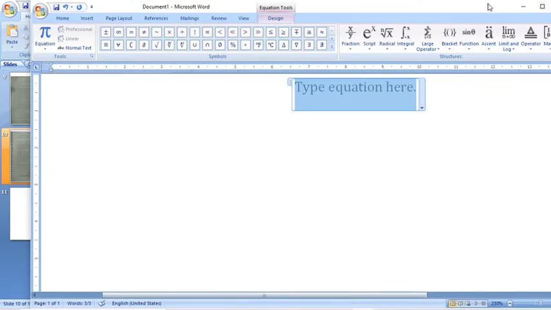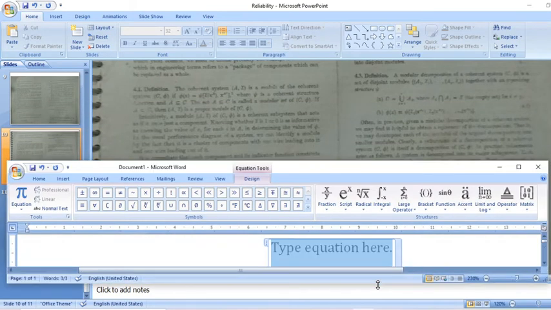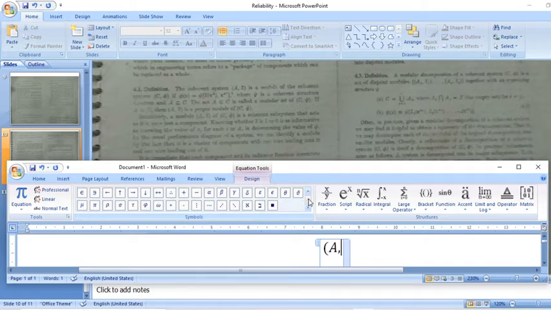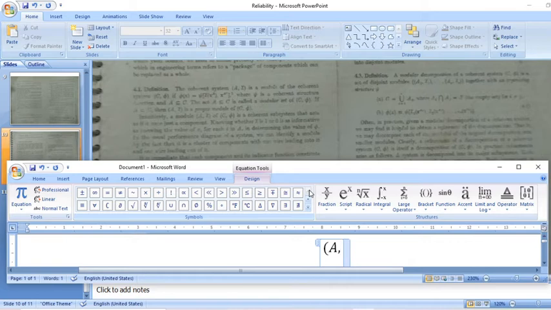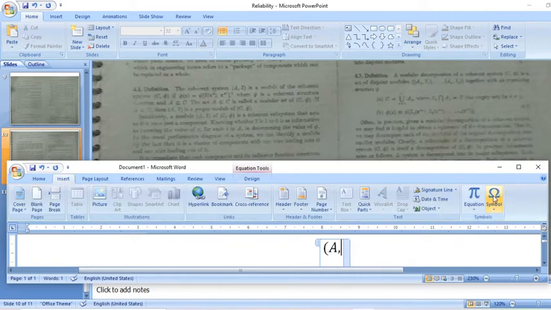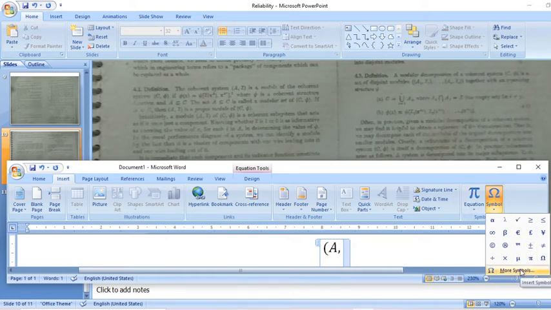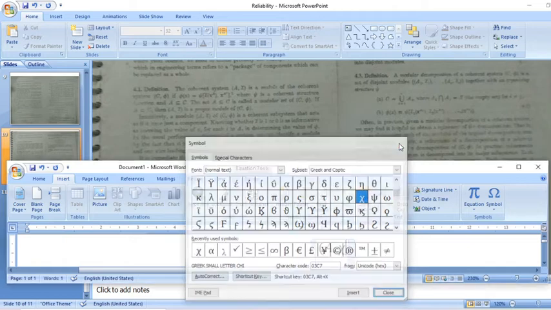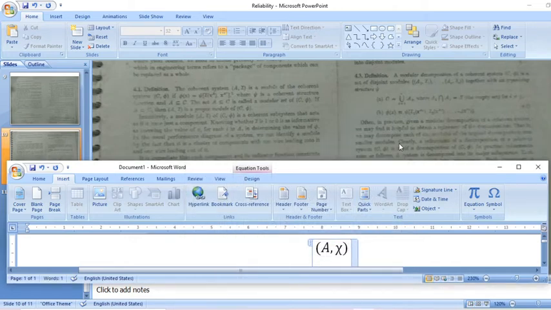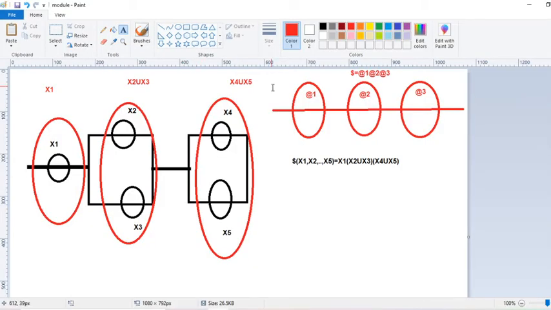Considering the coherent system A comma chi. I think chi is available. I will put... no, it is not available in this. I think we have to put the symbol from insert symbol. Yeah, it is available. Chi, A comma chi is a module of the coherent system. If so, we can say this is a module of a coherent system.